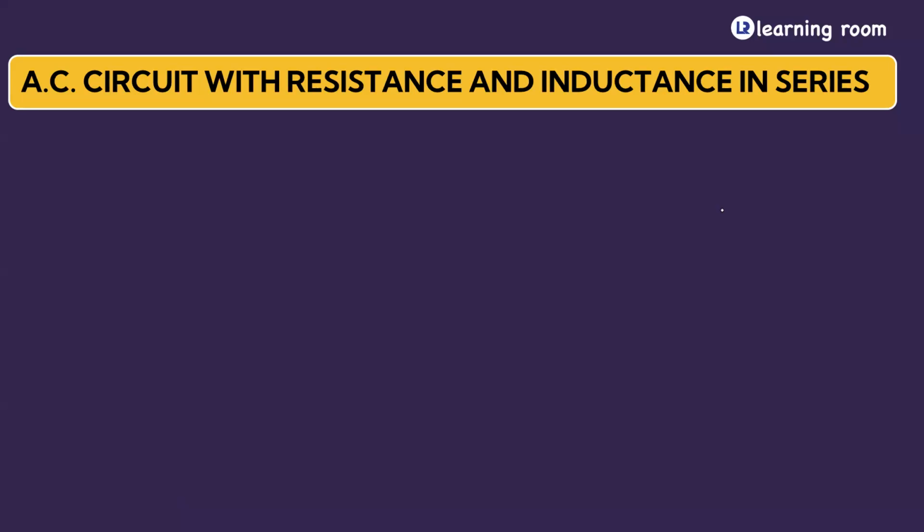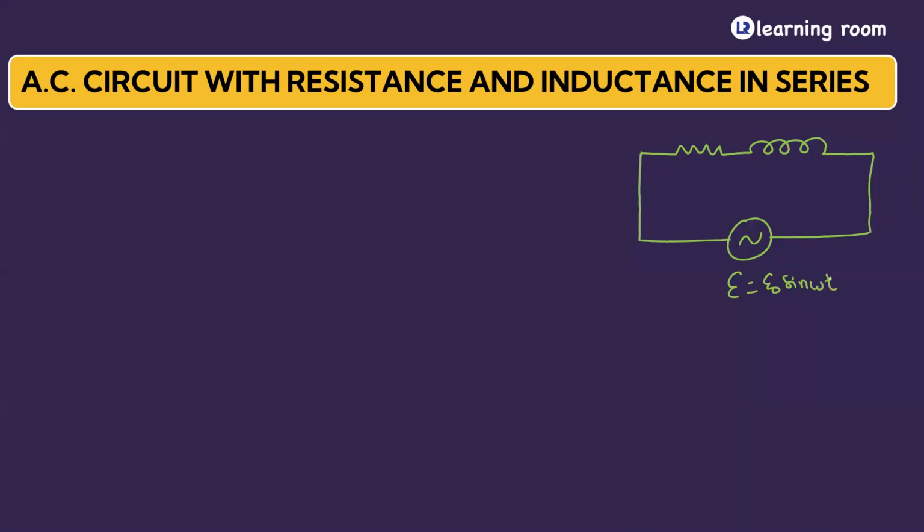See. Now what we'll have is, we have a resistor and inductor connected in series, and they are still connected across the same AC source, which is of the same value E naught sine omega t. That value is fixed throughout the chapter. E is equal to E naught sine omega t.